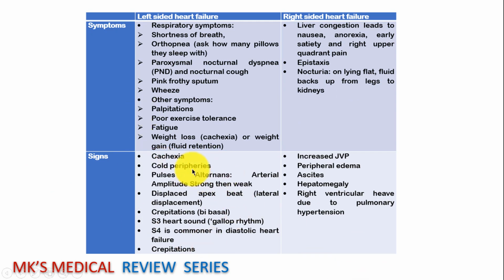Then cold peripheries, you may have what is known as pulsus alternans. This is its characteristic type of pulse, where you have a fluctuating amplitude from a strong pulse followed by a weak pulse. Strong pulse, weak pulse. And you may have a displaced apex beat laterally. Remember that the apex beat is going to be found on the left side of the body, mid-clavicular line, 5th intercostal space, or 6th in some cases, but rather 5th intercostal space. If it's in the 6th, it's displaced. Then you may have crepitations, which are also known as rales.